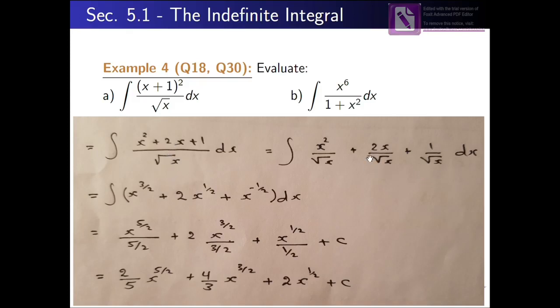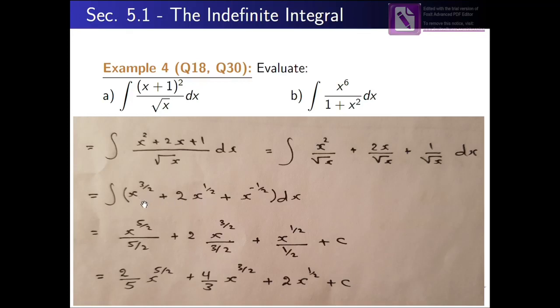Then we can find the integration of each of these separately. So now we have x square over root x, it will be 2 minus half, so it will be x power 3 over 2. Plus 2. Here we have x power 1 over root of x, so 1 minus half, this will give us half, so 2x power half plus, here we have 1 over root of x, which is x power minus half. So now to integrate this function, just integrate each one separately.